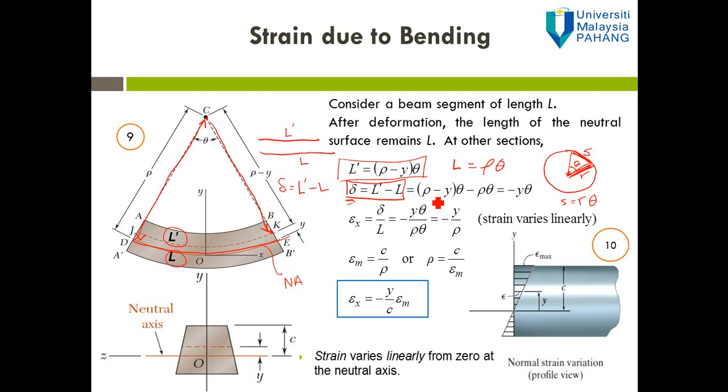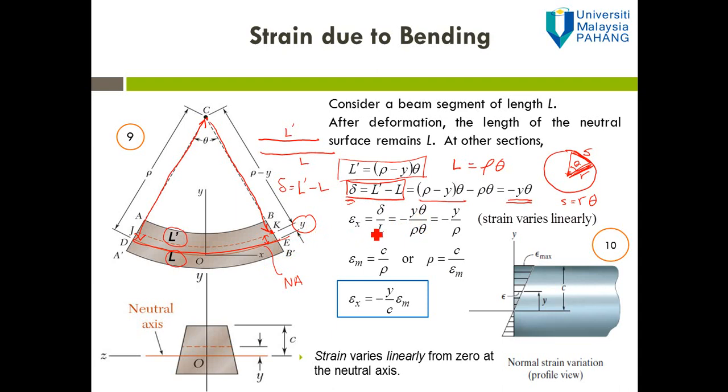Then we substitute the value of L prime, which is rho minus y times theta, and then minus L, where L is rho theta, and we get the deformation equal to minus y theta. So what is y? y is the distance of an arbitrary line in the beam with respect to the neutral axis.